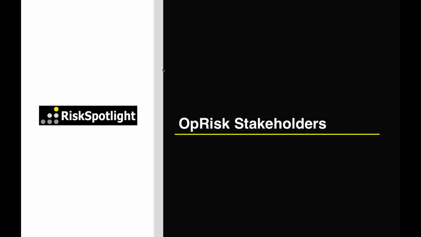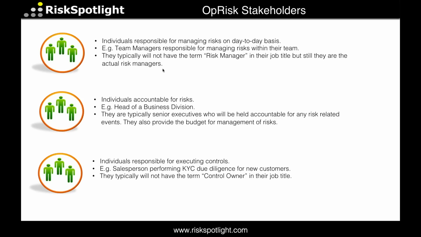Okay, then the last section we look at is the different stakeholders. So who are the various people who are involved in the operational risk landscape within an organization? The first set of individuals are people who are responsible for managing risks on a day-to-day basis. This is what you would call the front line.